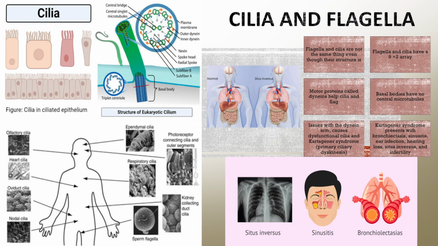So now we've talked a lot about cilia and what happens. Let's sum up the important facts of this video. Cilia and flagella have 9 pairs of microtubules arranged in a circle along with 2 microtubules in the middle of the circle, known as the 9+2. Dyneins help the flagella and cilia move. The basal bodies at the base do not have central microtubules, in contrast to the cilia and flagella that do. And then lastly, issues with cilia can cause Kartagener syndrome, which presents with bronchiectasis, sinusitis, ear infections, hearing loss, situs inversus, and infertility.